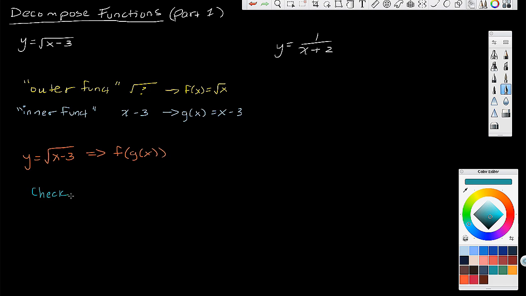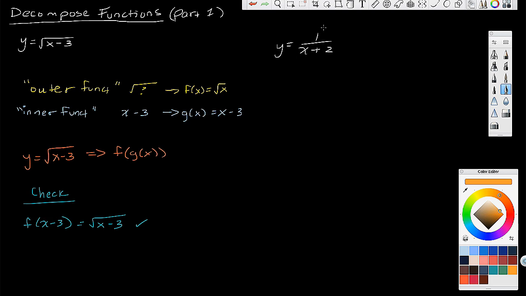Well, let me show you. Remember with our compositions, this says take the g of x function and evaluate it into the f of x function. Well, according to my definition, I defined g of x as x minus 3. So I'm basically taking x minus 3 and evaluating it into my f of x function. Well, what did I call f of x? The square root. So what this is telling me to do is take the square root of the input, which is x minus 3. And that is exactly what I was given. So I can think of decomposing this as f of x as square root of x and g of x as x minus 3. Let's look at another problem.